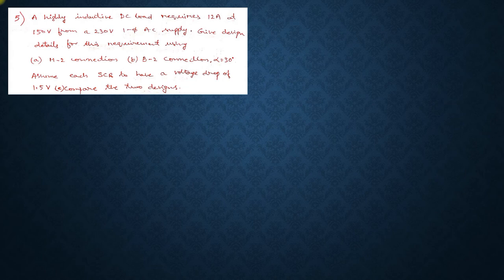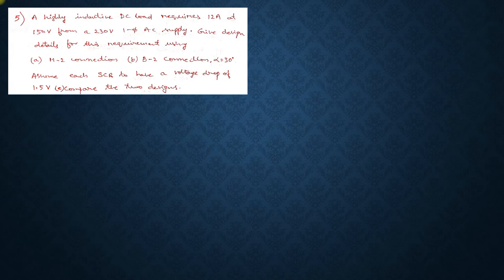So this is a very important and nice problem. It explains the complete operation of full wave rectifier, midpoint connection and also bridge connection. So M2 connection means midpoint connection, B2 connection is bridge connection. So what is the difference between these two? Those things were nicely explained by using the design details.